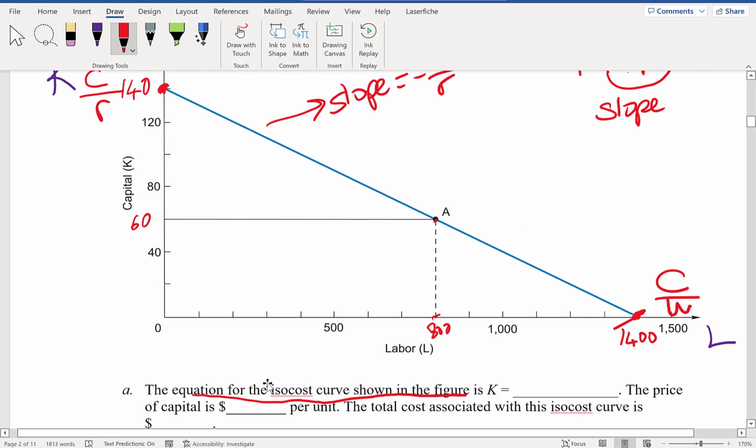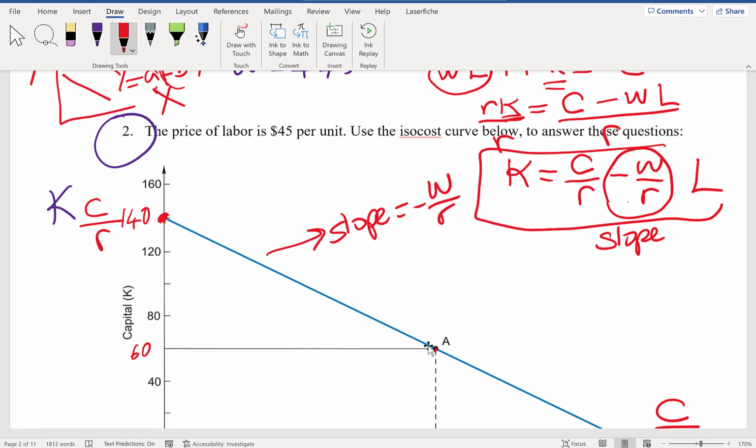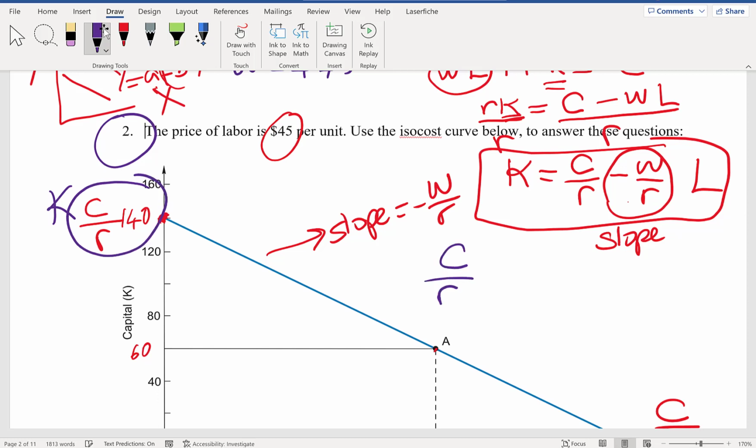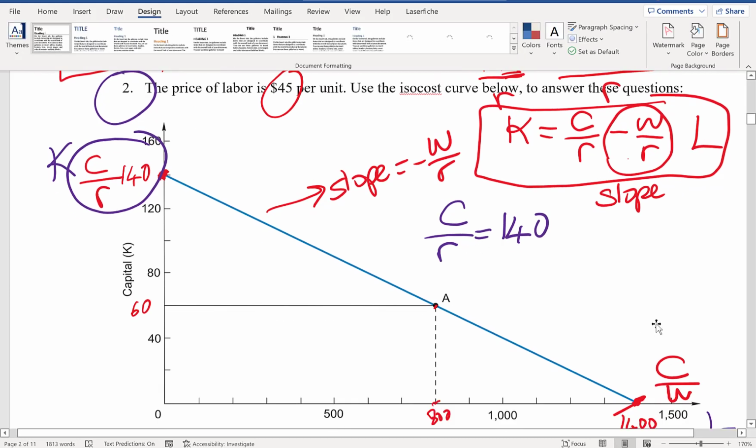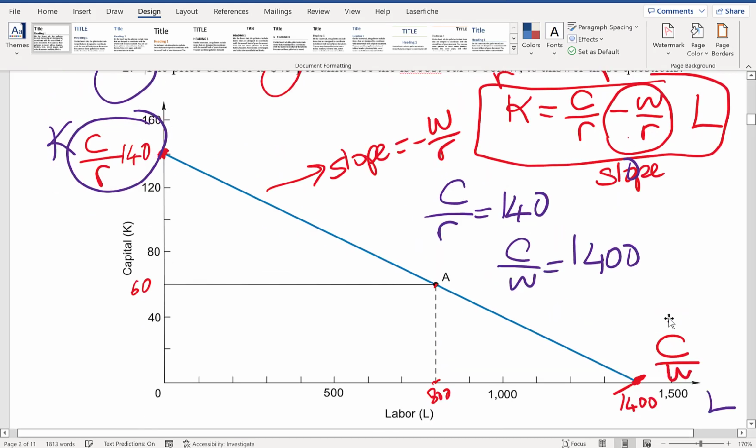So the equation for the Iso-Cost curve shown in the figure. We don't want this general formula, but we want the numbers in it. So I have information on W, wage rate. Okay, so let's find the other stuff. So I know that C over R is equal to 140. I know from this intercept C over W, total cost over W, is equal to 1400.